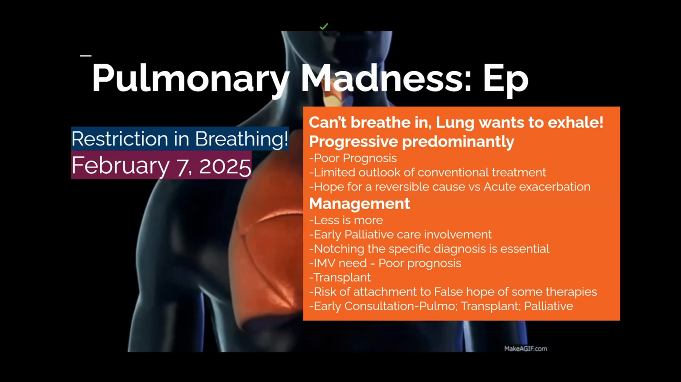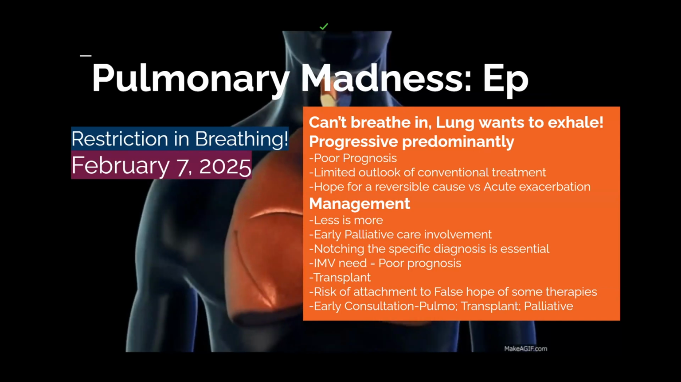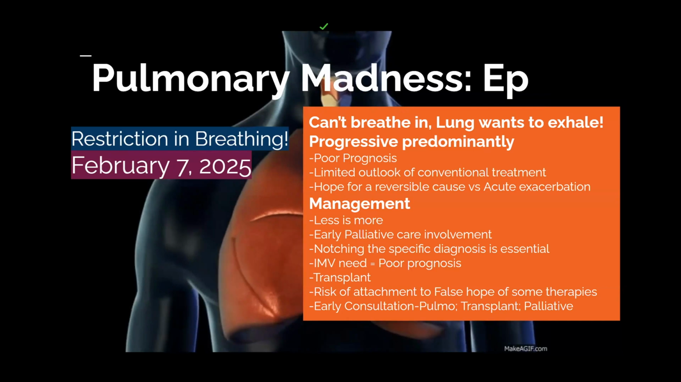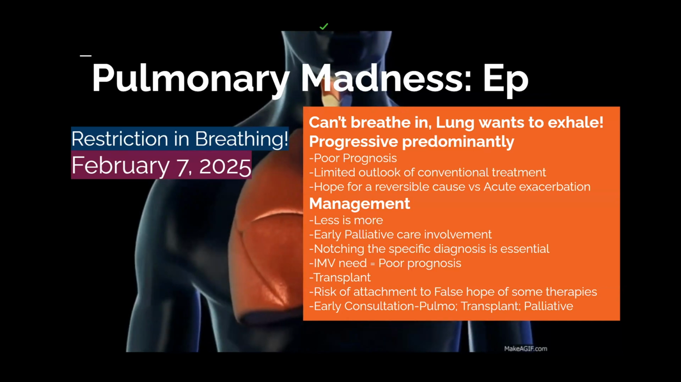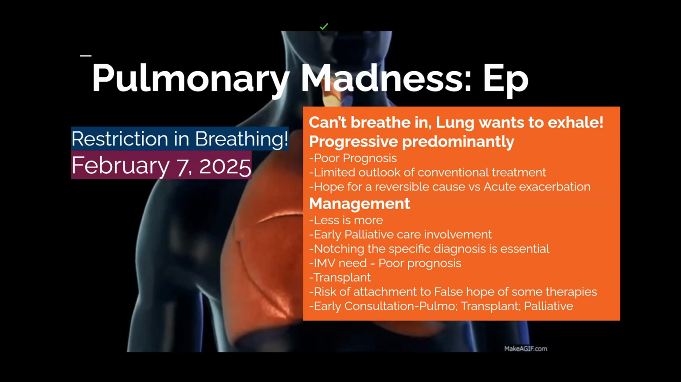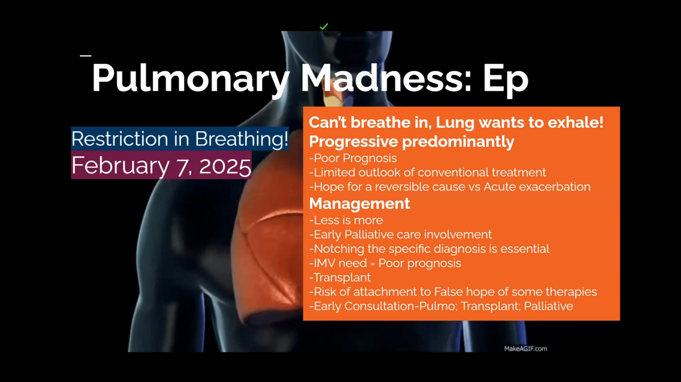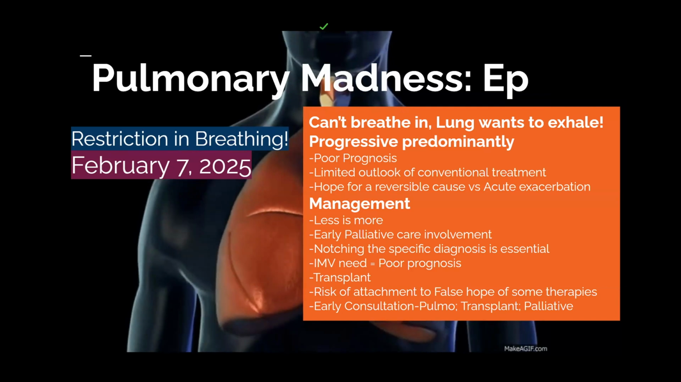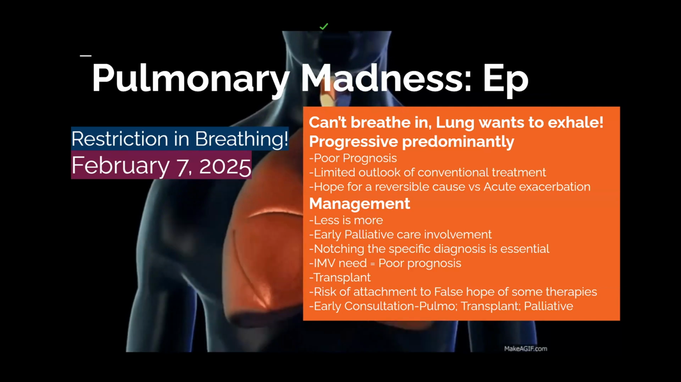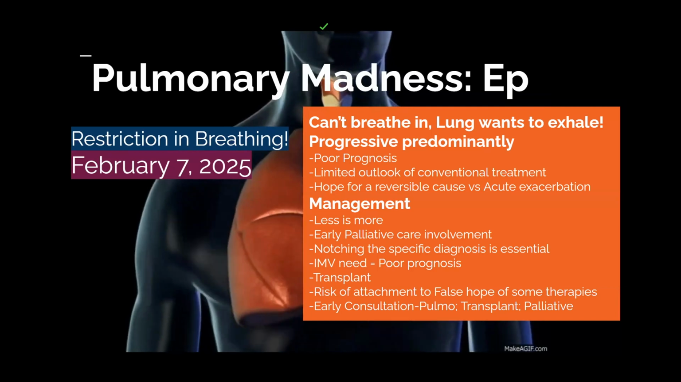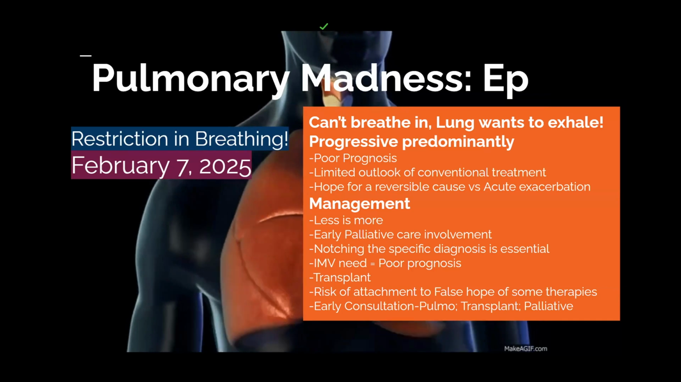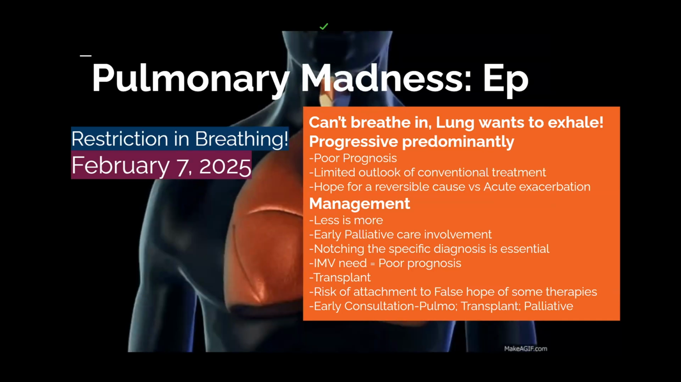Because the patient is in a bad place if they have a progressive disease, and you really might need to start end of life discussions. Your management also has to consider that these patients will die, sometimes in spite of your best approaches to care. And so less is more. Early involvement of palliative care is key. Trying to nail a diagnosis early enough might help give direction to care, save cost, and avoid the false hope of putting a patient on therapy that might not help them.